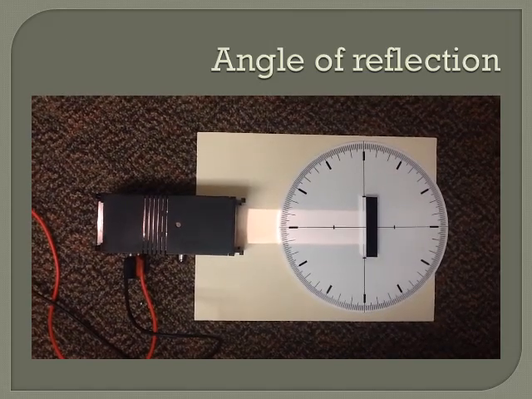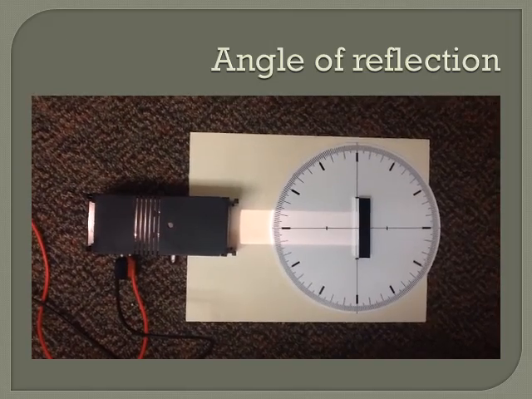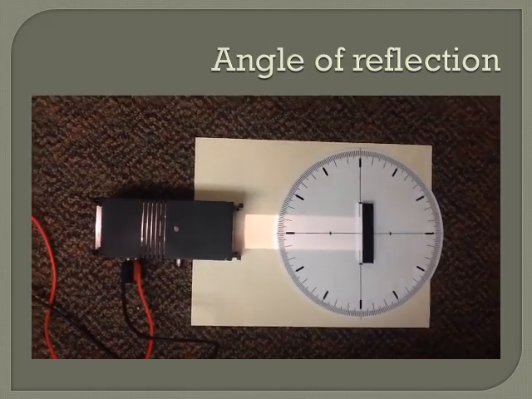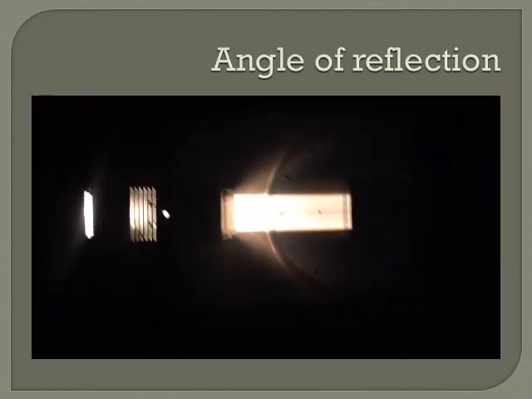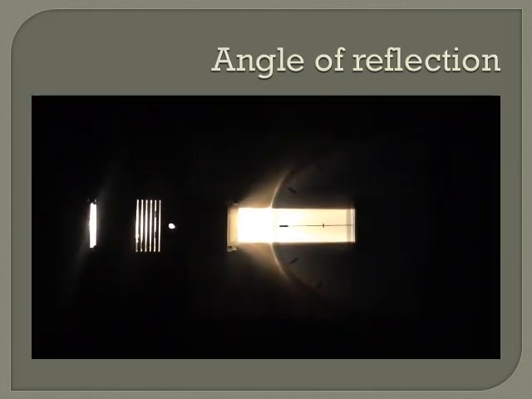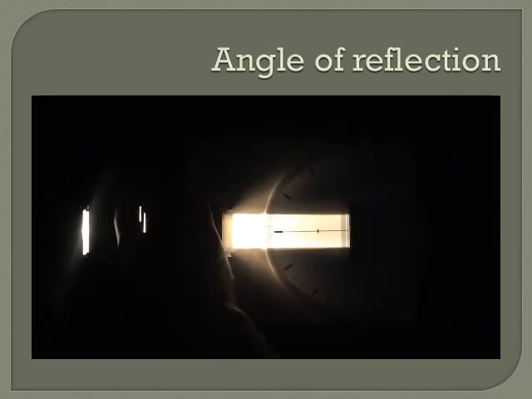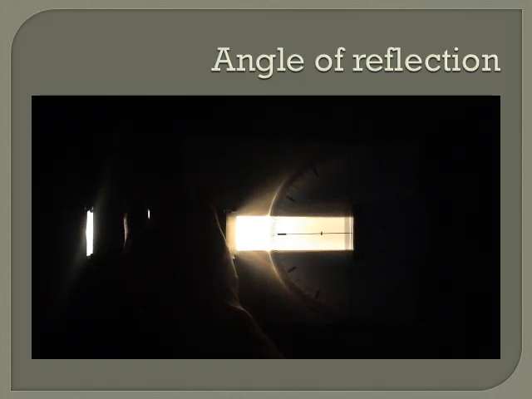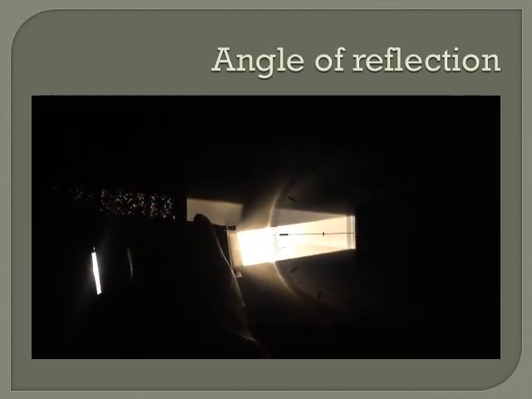So this time I've got a beam of light that is hitting a plane mirror. I've got my plane mirror in the middle of this little disc here, and I'm going to turn off the light. I want you to pay attention to what happens. Right now the beam is being reflected straight back to the light source. But notice what happens when I start to move my light source.